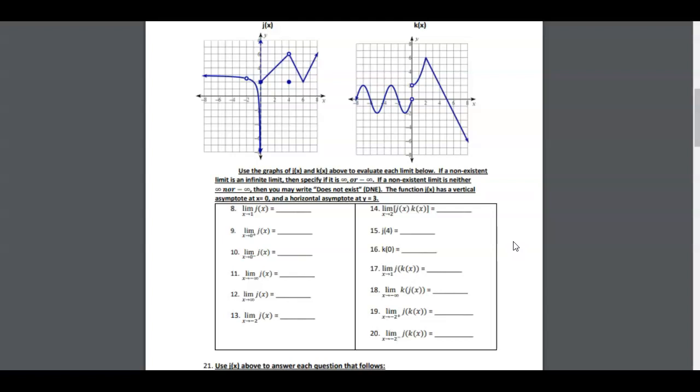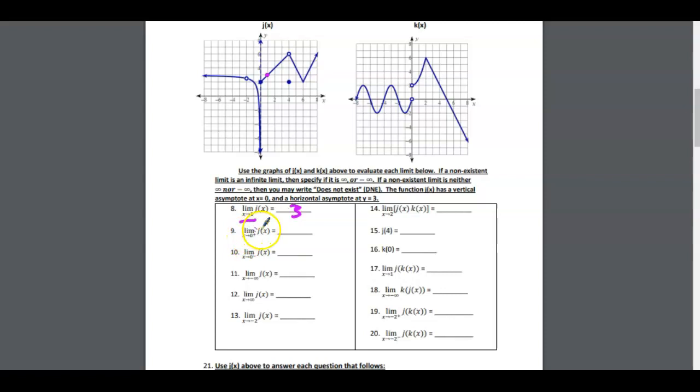Let's begin. So number 1, what is the limit of j of x as x approaches 1? When it says approaching 1, that means we're approaching from both directions. This is where x equals 1 right here, and from both directions it's approaching a positive 3. So the limit exists, and we would say that it's 3.